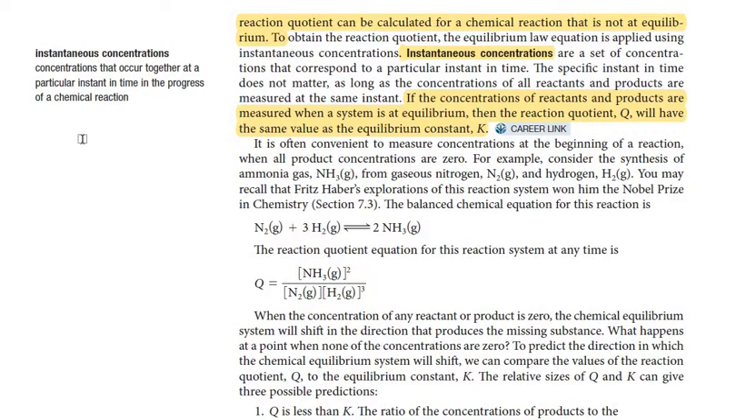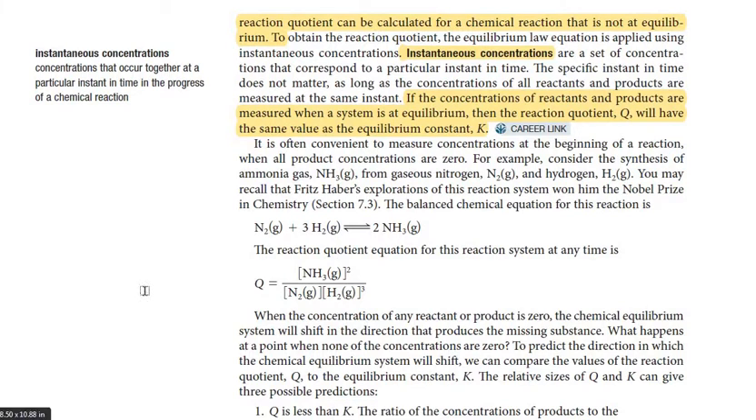For example, consider the synthesis of ammonia gas, NH3, from gaseous nitrogen and hydrogen. You may recall that Fritz Haber's exploration of this reaction system won him the Nobel Prize in Chemistry. The balanced chemical equation for this reaction is N2 plus 3H2 equals 2NH3. The reaction quotient equation for this reaction system at any time is the instantaneous concentration of NH3 to the power of 2, divided by N2 to the power of 1 times H2 to the power of 3.